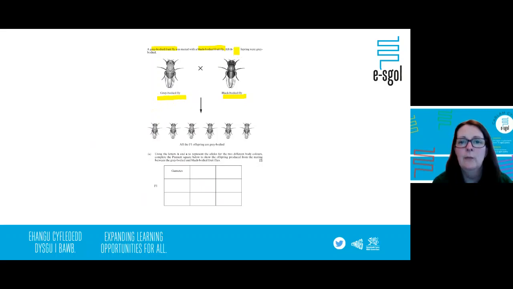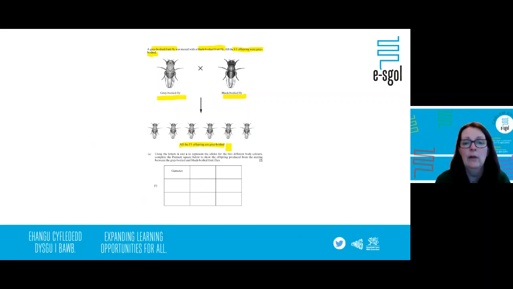All of the F1 offspring were grey-bodied. Okay, so what that means is that this term F1 means the first filial generation. It means the first generation that have been produced from a cross. And there's quite a lot of information in that first sentence. So it's showing us that we've got the grey-bodied fly that's been crossed with the black-bodied, and all of the offspring are grey-bodied. Now that tells us some information there.